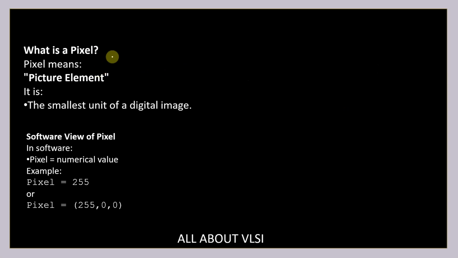Now, as I was saying earlier, a pixel is a picture element, and it is the smallest unit of a digital image. The software view of the pixel is nothing but a numerical value. So it may be from 0 to 255. 0 is completely black, and 255 is completely white. Between 0 and 255, we decide the shade. In the case of grayscale images, it is shades of gray. In the case of a color image, it is the intensity of red, the intensity of green, and the intensity of blue.